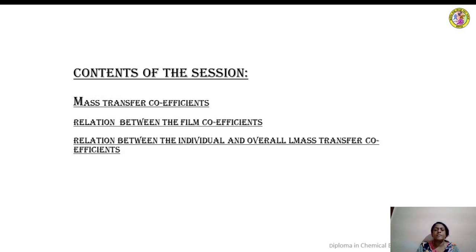So these are the contents that we are taking up in today's session. So we are going to discuss what is meant by a mass transfer coefficient. So then the relation between the individual mass transfer coefficients called the film coefficients, and also the relationship between the overall and the individual mass transfer coefficients.